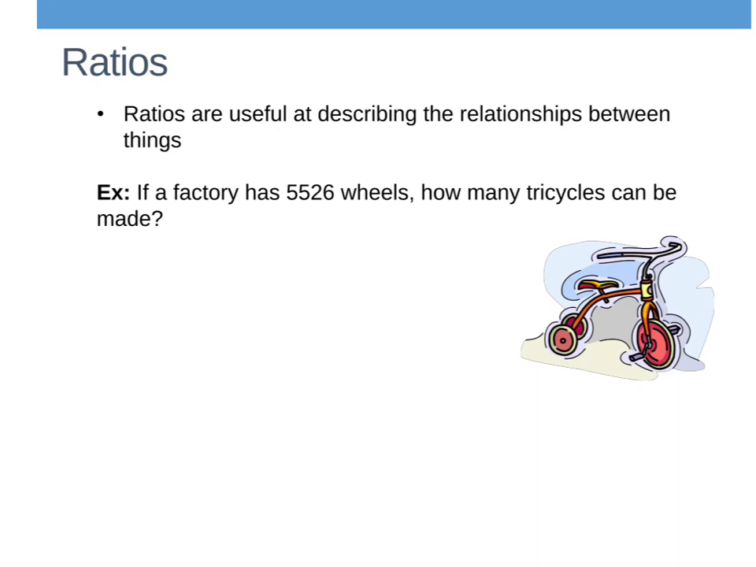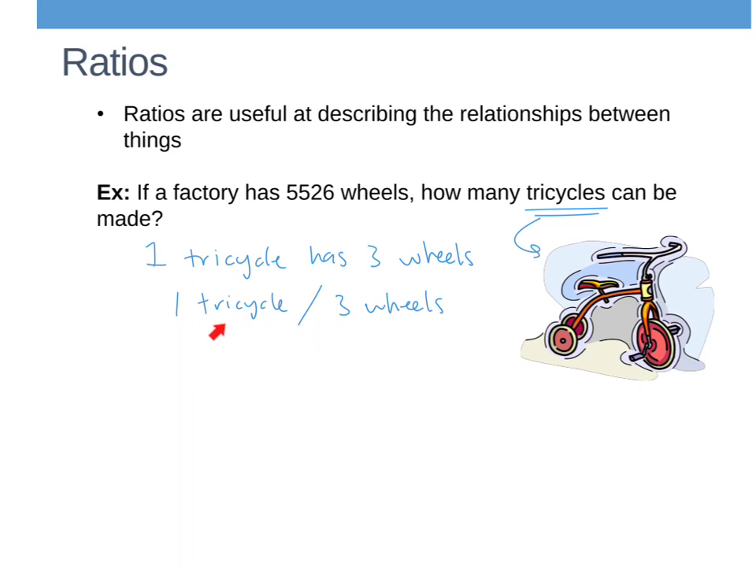When I look over here at my lovely little tricycle, I see that one tricycle has 3 wheels. Now we're back in grade school. One tricycle has 3 wheels. Check plus, smiley face. But another way to say this is that one tricycle has a relationship to 3 wheels. For every one tricycle, there are 3 wheels. For every 3 wheels, there's 1 tricycle.